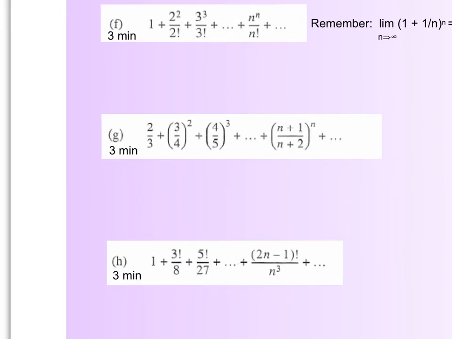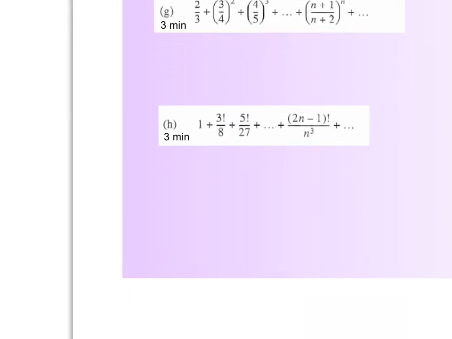I'm going to take this sequence n to the nth over n factorial. Just so you know, the first clue that you should be using the ratio test, if it doesn't say to use it, is any sort of factorial or any sort of power or exponential. That right there is a dead giveaway. So this is a sub n.